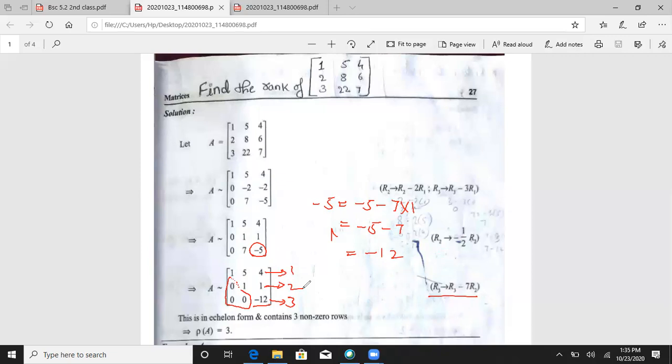Also this one is echelon form. Why echelon form? The first non-zero element is unity, that is the 1. After that, the leading lower element is 0 and 0. This is also correct.